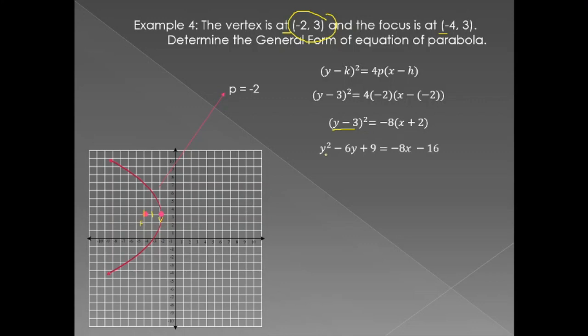So, magkakaroon tayo ng y squared minus 6y plus 9. And then, distribute sa negative 8 kay x plus 2. Magiging negative 8x minus 16. And then, lipat lahat sa left side, and then equate to 0. And then, evaluate na natin. So, the final answer is y squared minus 6y plus 8x plus 25 equals 0.